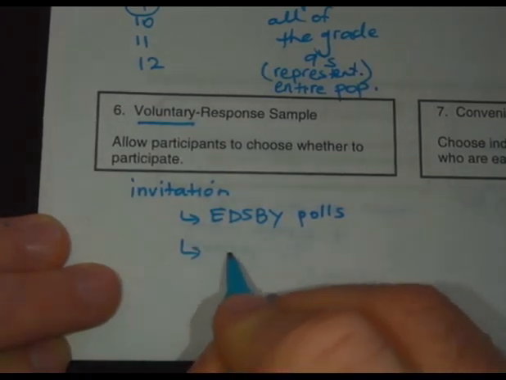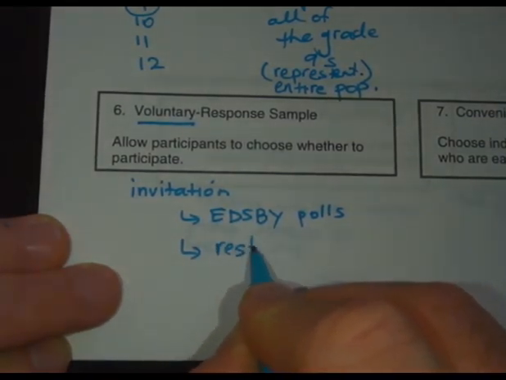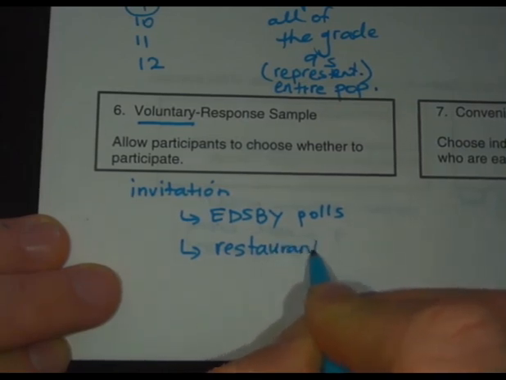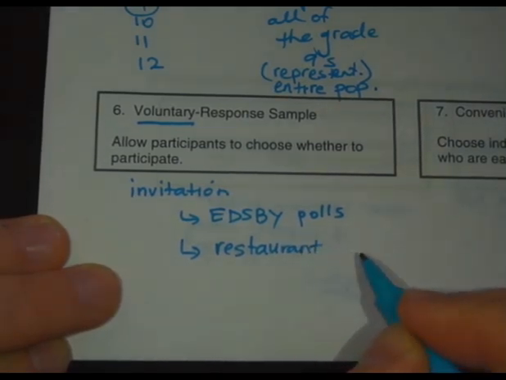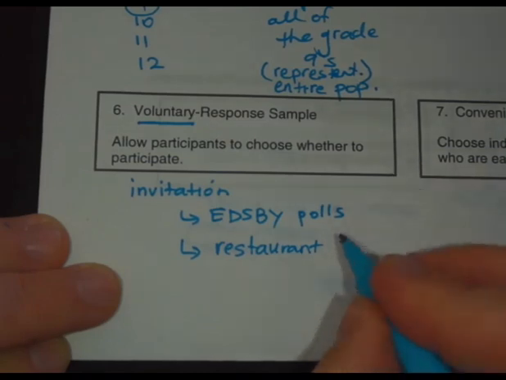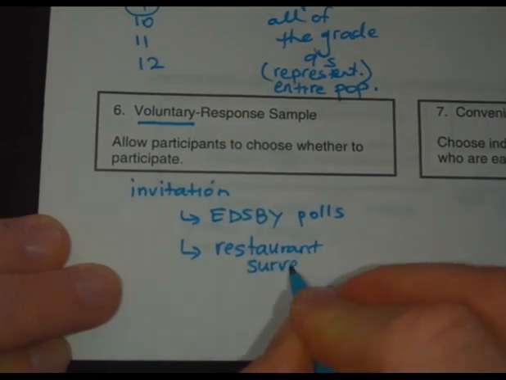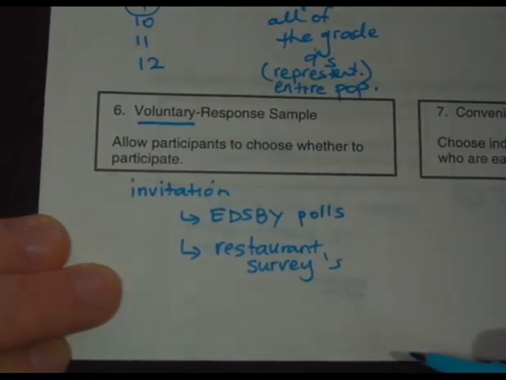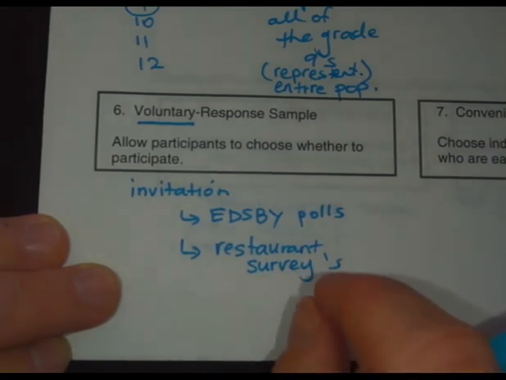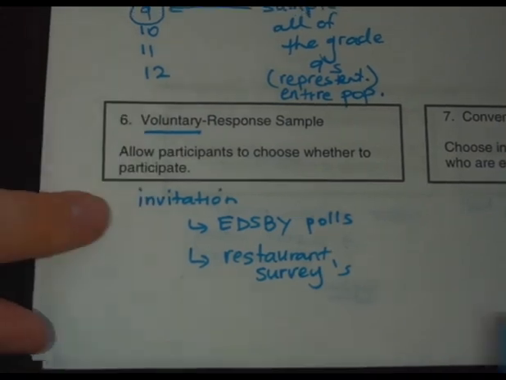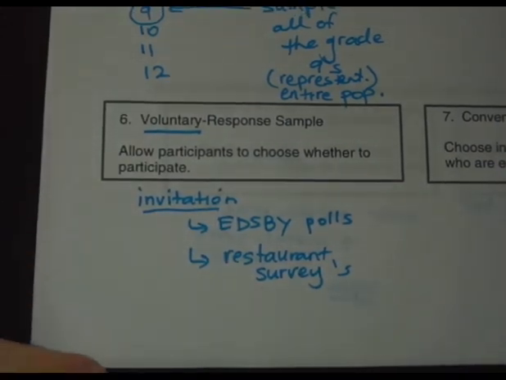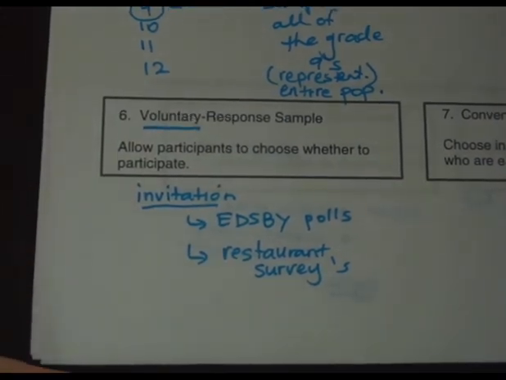Maybe you've seen restaurant surveys. They're asking people to take a survey about their service and put you in a draw for $500. That would be a voluntary response because we're inviting people to participate in that scenario.